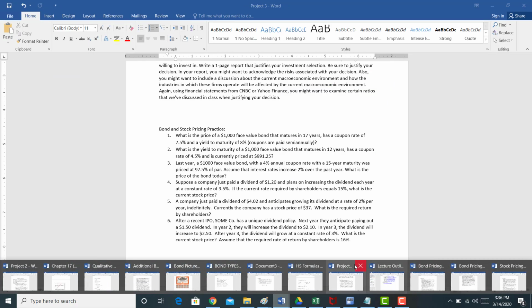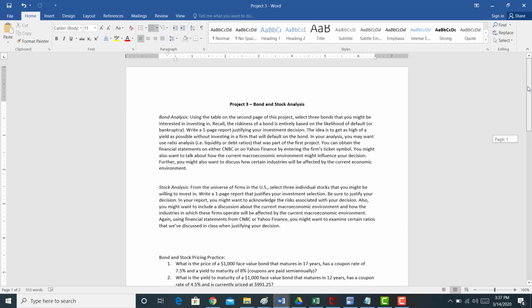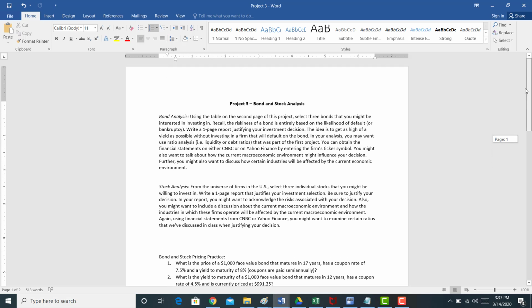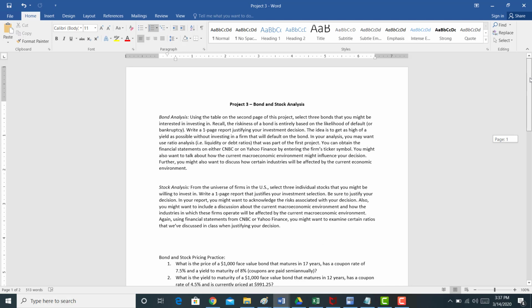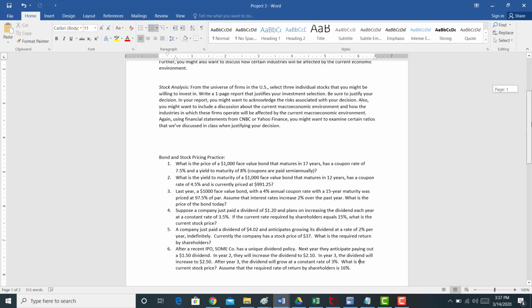So don't lose sight of what we're doing here in these problems. We're going to try to find the price of bonds and the price of stocks, and then we're going to try to make investment decisions based on those prices, to the extent that you believe that those prices from the models that we're going to use are correct. Okay. That's going to cover Project 3. Again, Project 3 will be due 1 week from Wednesday, and this will give you maybe a good introduction into bond analysis and stock analysis.